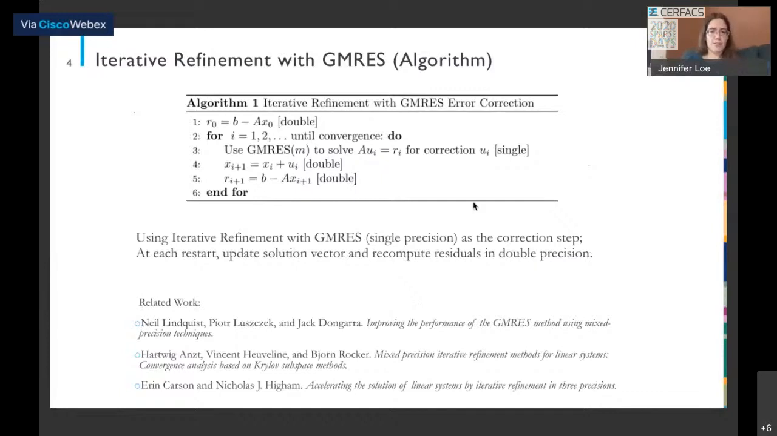For my iterative refinement with GMRES, I'm computing the residuals in double precision, and I'm updating the solution in double precision. In between, I'm doing an error correction with GMRES, with no preconditioning of any kind right here. Later, I'll talk about a polynomial preconditioner that we add to this, but no LU preconditioning whatsoever. So this is the algorithm I'm using in Trilinos.